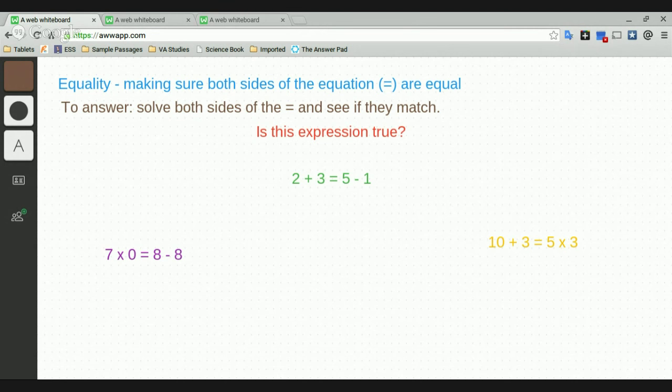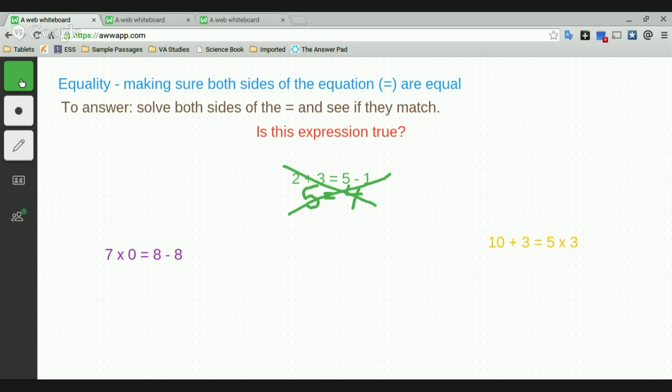if they match. So for example, in this first example, this green one, it says, is this expression true? 2 plus 3 equals 5 plus 1. So what I'm going to do is do 2 plus 3. 2 plus 3 is 5. And 5 plus 1 is 6. So now I have 5 equals 6. Does 5 equal 6? No, they're two completely different numbers. So we know that that one is not true.